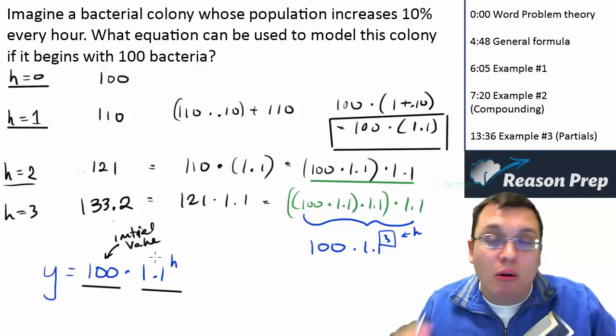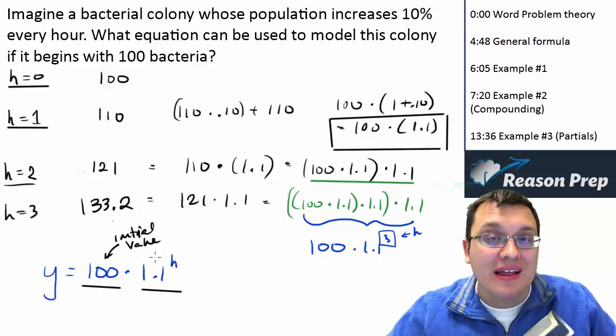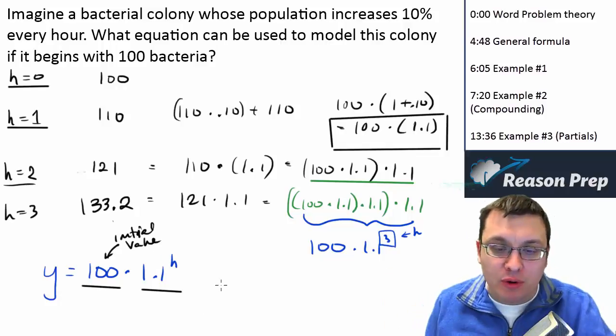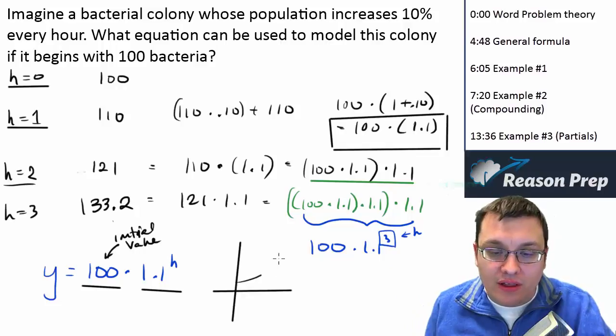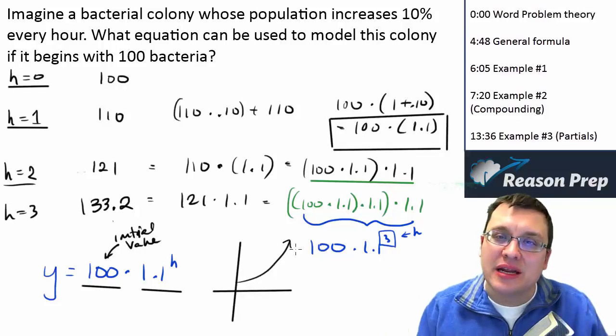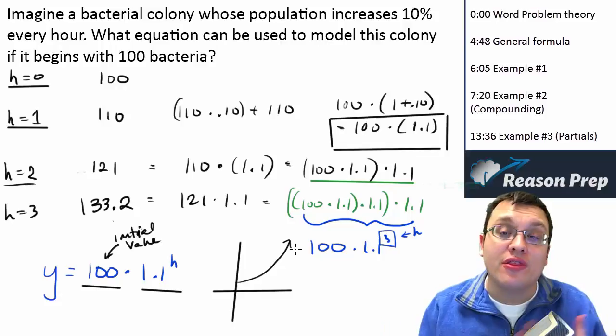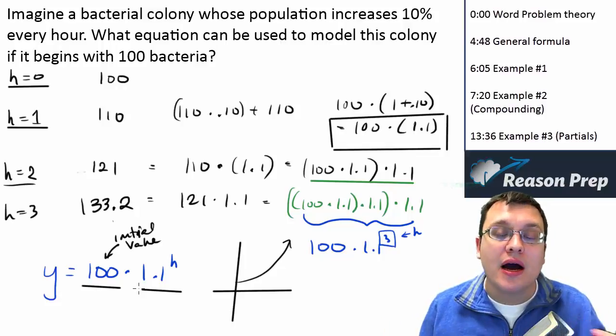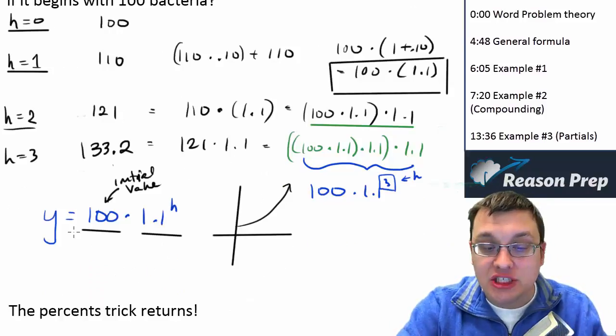And then each hour, we're going to multiply that by 1.1, that 10% increase. And that's going to lead, if you were to graph this, you would get a curve that would look something like that. You get that exponential curve. So it all fits together. And so remember, you're increasing by a percentage each time.